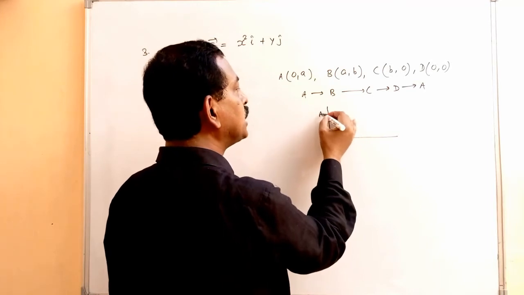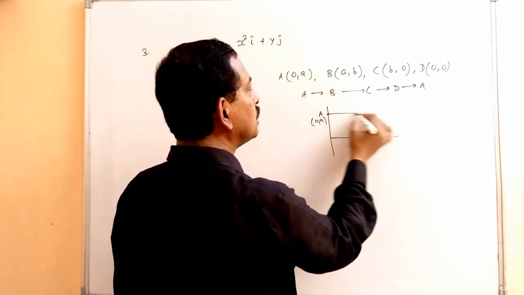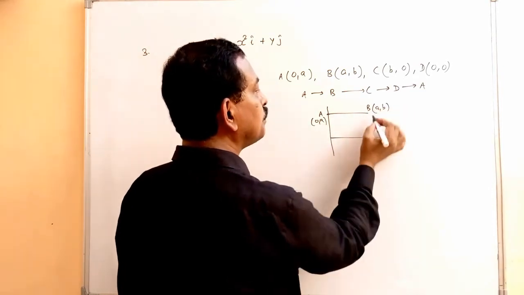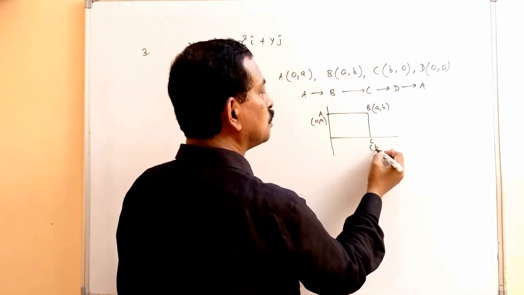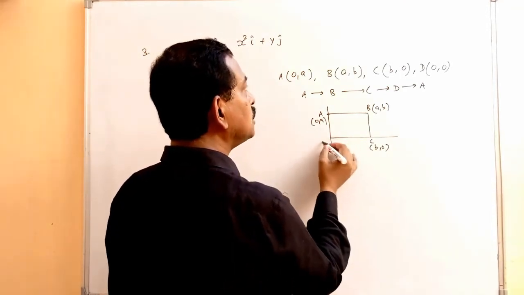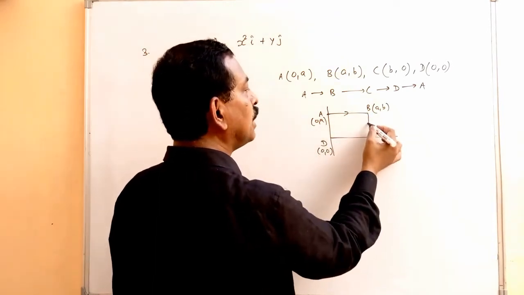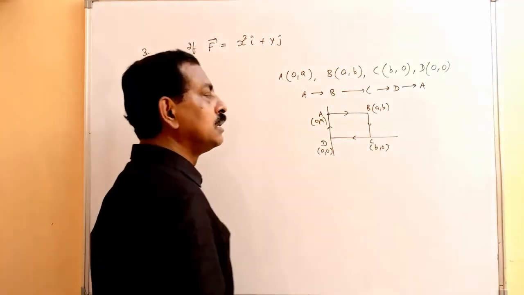So if you just plot this, suppose this is point A having coordinate 0a. This is B having coordinate AB. This is your C, B0, and this is your D, 0, 0. So it is moved like this, and you have to find what is the work done in this case.